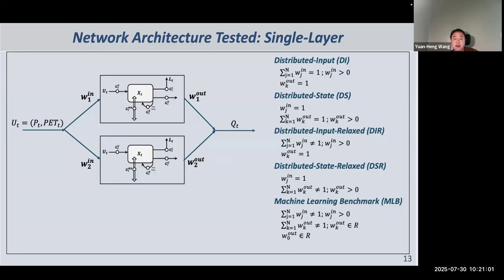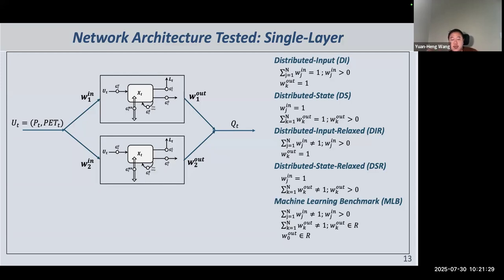So the input weight equals 1, and at the end, we combine the result using softmax to ensure mass conservation. And here for the third and fourth case, we relax the mass conservation at the network level. In the DIR case, distributed input relax, we make sure the weights are positive at the input gates, but they do not necessarily need to sum to 1.